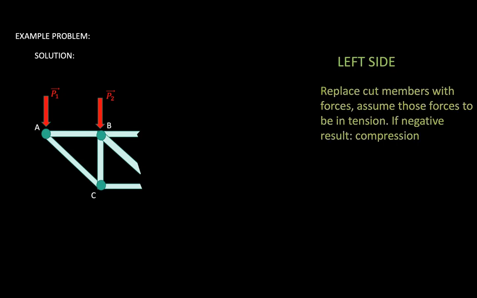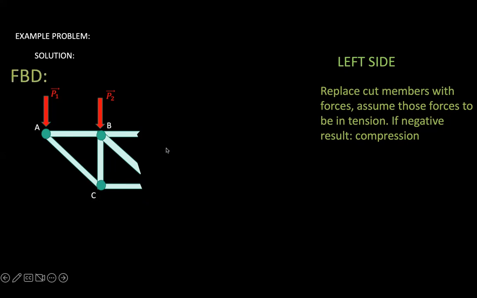Replace our cut members with forces and assume those forces to be in tension. If we get a negative result, that will imply that it was actually in compression. But we should always assume that the forces are in tension because tension is assumed to be positive by default. So our cut members, we have three cut members over here. We want to replace those members with forces because when we take away a member, there was a force acting on that member. So we have to make sure to include it to account for our simplification.